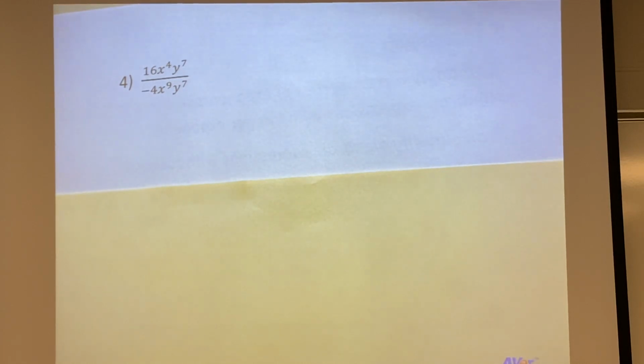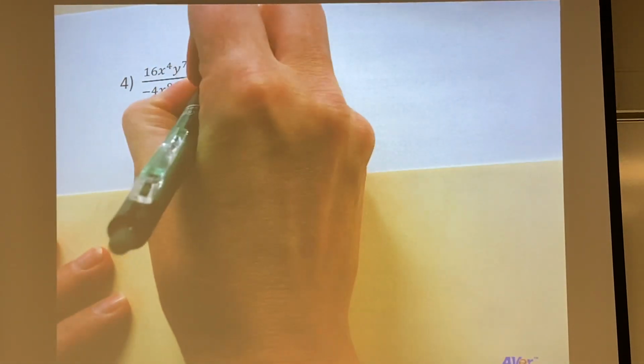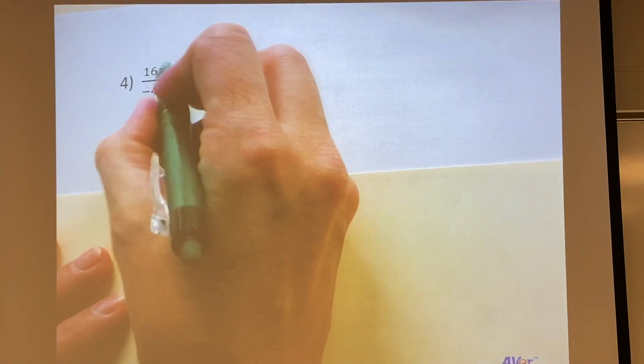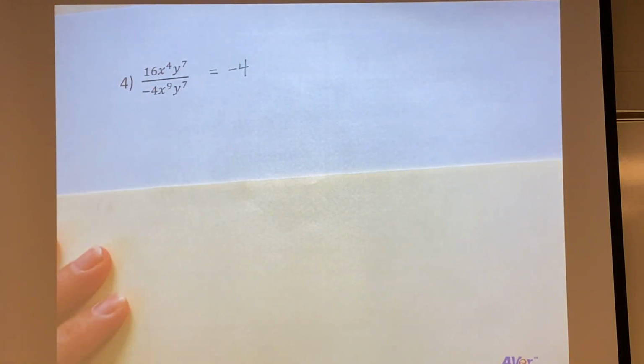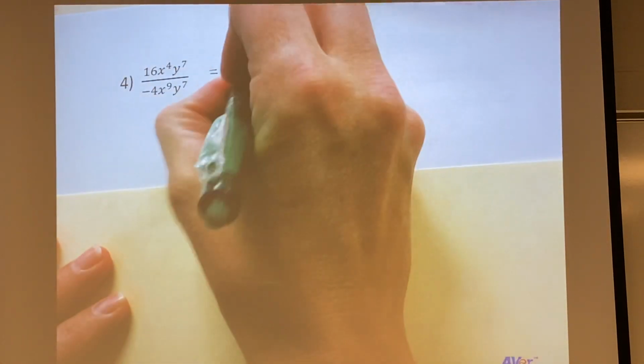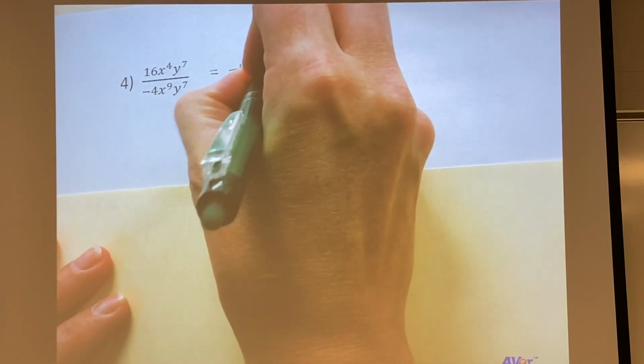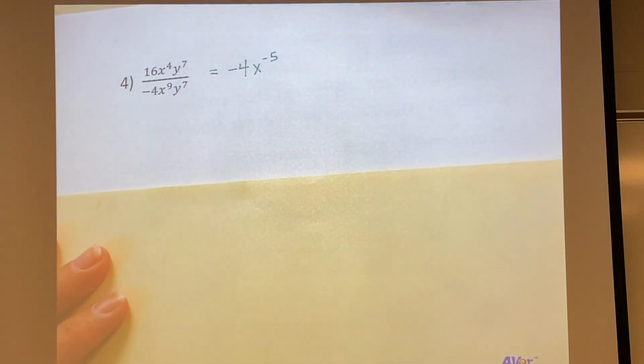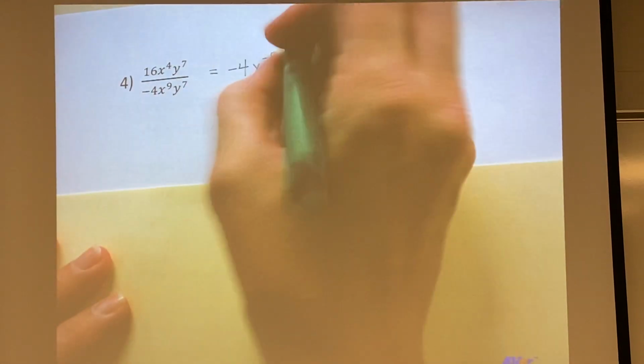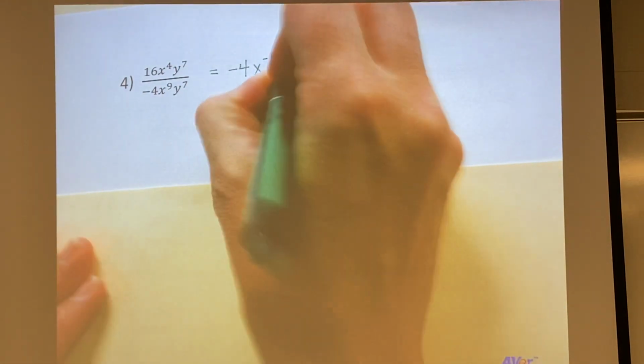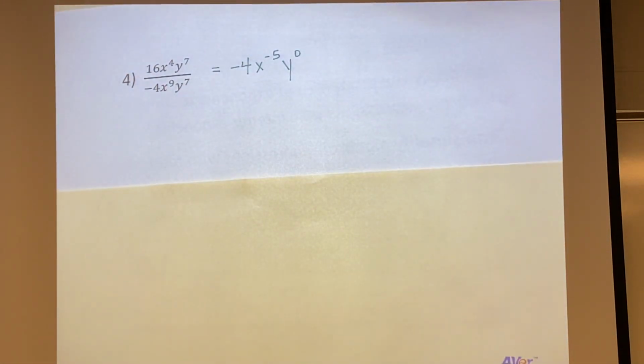So what I would do first on this one is divide the coefficients. So 16 divided by negative 4 is negative 4. And then since we're dividing here, I'm going to subtract the exponent. So 4 minus 9 is x to the negative 5th. And then again on the y, subtract. That gives me y to the 0. Now, unlike all the other problems, where after our first simplification we were done, this one we have more to do.